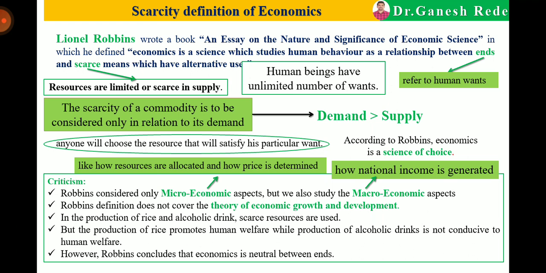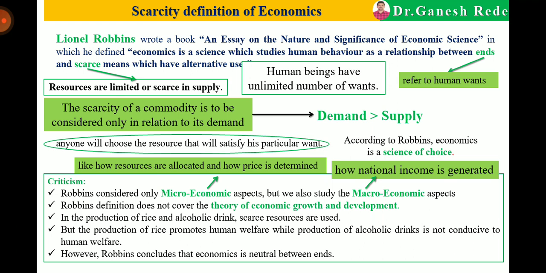Here they criticize that Robbins considered only microeconomic aspects, which relate to single resources, how they are allocated and how their price is determined. As we know, microeconomics is also known as price theory. So he considered only the microeconomic aspect, but we also study the macroeconomic aspect, that is national income and its concepts. The criticism is that the scarcity definition only considers the microeconomic aspects of a single commodity and single price determination.